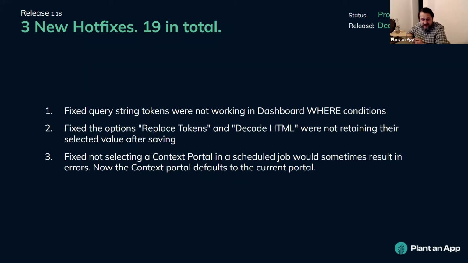So these 3 fixes are already available in your Plant an App instances, so you'll see them in the updates tab. We are up to 19 hotfixes in total in this release. And I know it sounds scary. It doesn't mean that we had more bugs than usual or more fixes. It just means that we are able to release more hotfixes ahead of the next release. So this means that people can get them much earlier than waiting for 1.19, which is still a couple of weeks away.